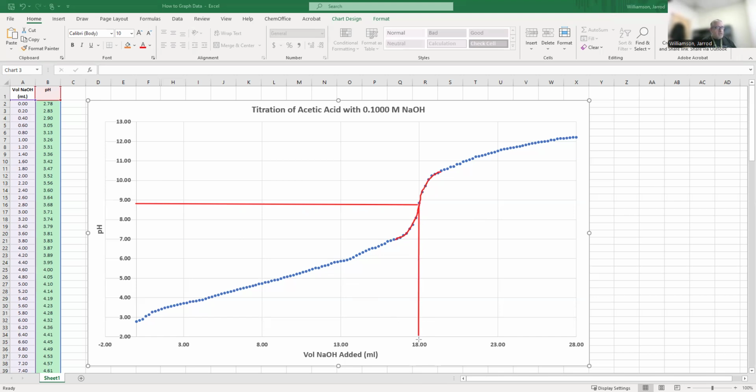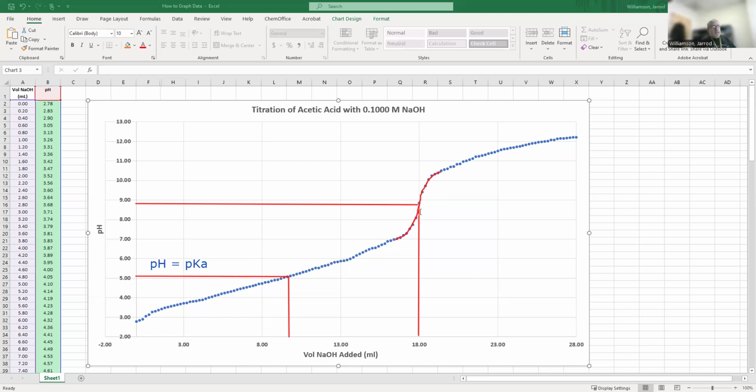Let's call that 18 milliliters. And then at half of this volume, so at 9 milliliters, if I got a ruler out, I can figure out where the 9 milliliters is. At half of that volume, I can go right straight over and find out where pH equals pKa. And I told you guys later that that's going to be really useful information.